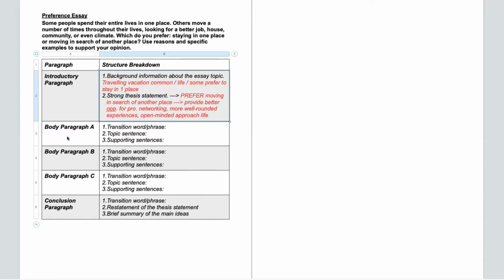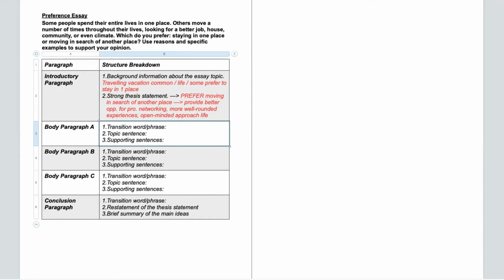So body paragraph A will be talking about networking professionally. Body paragraph B will be talking about well-rounded experiences. And in body paragraph C, I'm going to talk about an open-minded approach to life, especially when it comes to different cultures and countries. So that is my thesis statement. The more you work on this, the easier it will become. I would suggest sticking with a 3-point approach just because that will help you as you write your essay. It'll just be really clear.